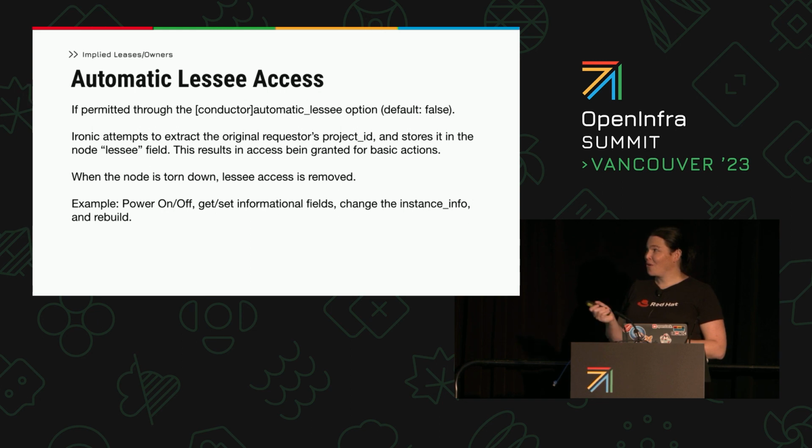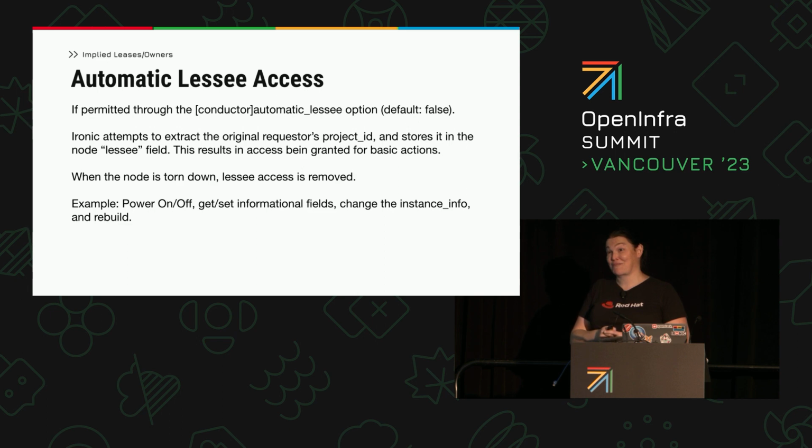So now we will attempt to extract the project ID of the original requester when you ask to provision a machine. And we'll add it, if so configured. So you can deploy a machine from Nova, where we'll ask Ironic to deploy it. And then you can go log in, access Ironic with the same credentials that you used to access Nova to perform the deployment, and go, oh, I want to change the power state now, directly. When we tear down the machine, we remove the access, world goes on.